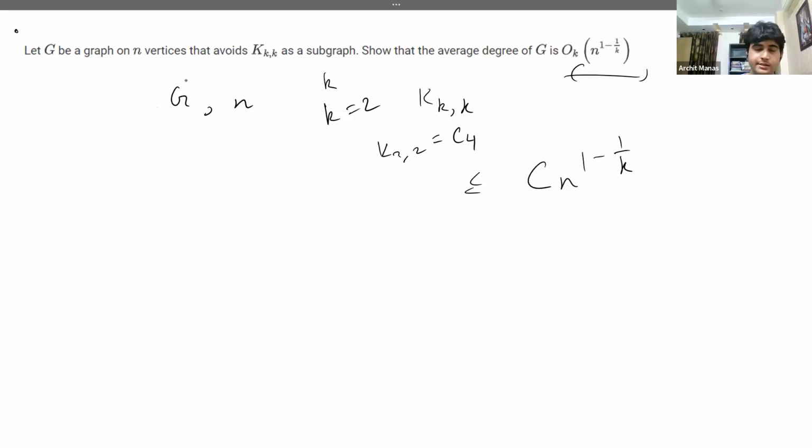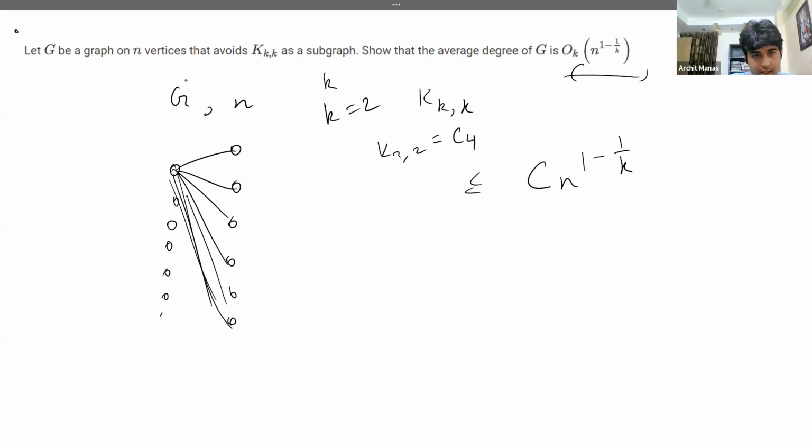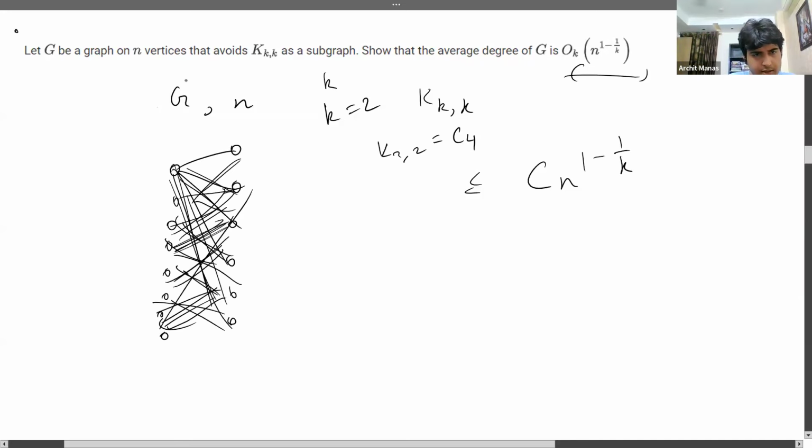Okay, so does anyone have any ideas? What should be the object we double count? A K by K simply looks like this because it's the complete bipartite graph. It will sort of look like this.